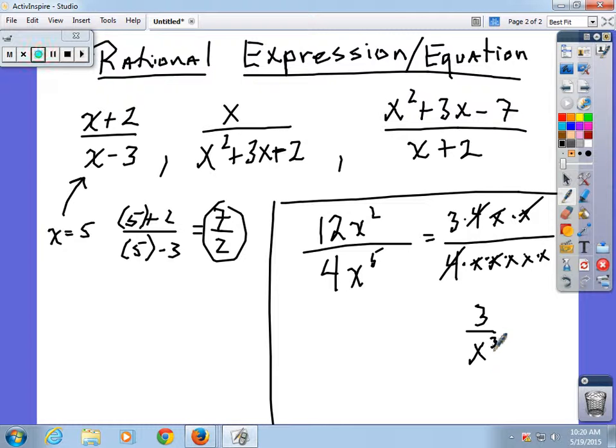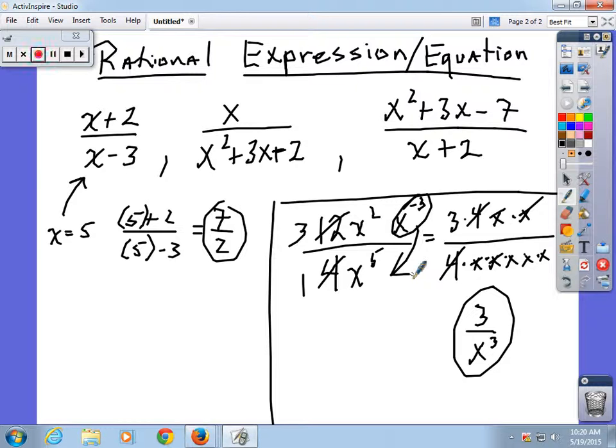Now you could have got that also by 12 divided by 4 is 3 over 1. This cancels with 3 over 1. And then 2 minus 5 is negative 3. The negative 3 is up here. And you bring that down, and that would be x to the third.